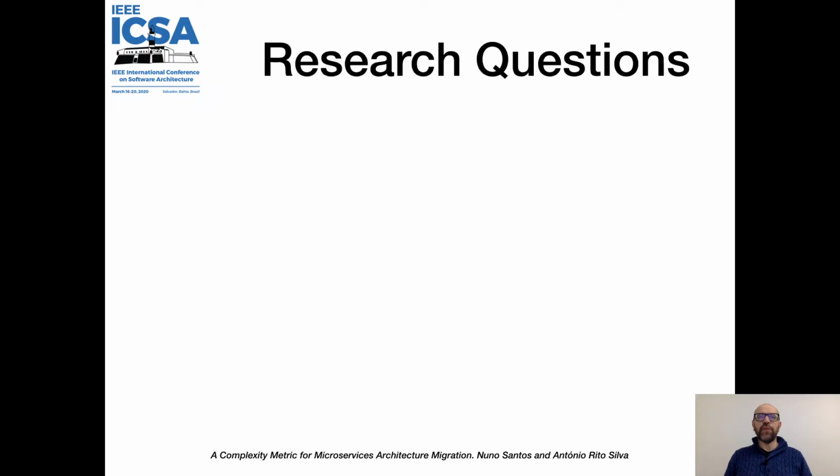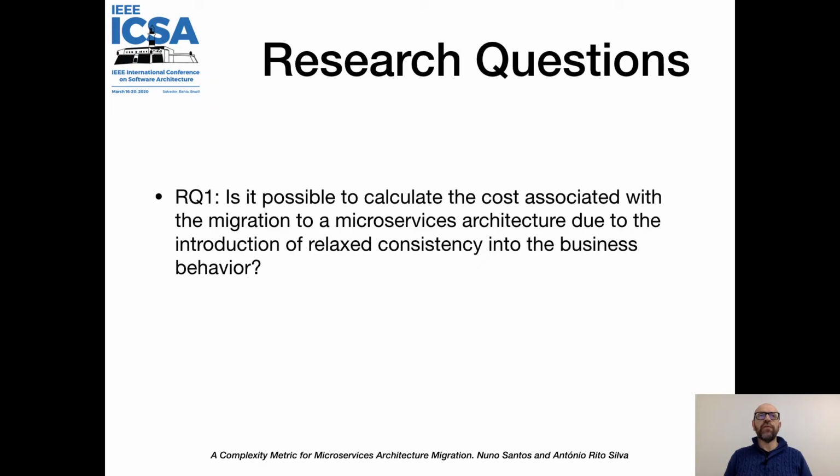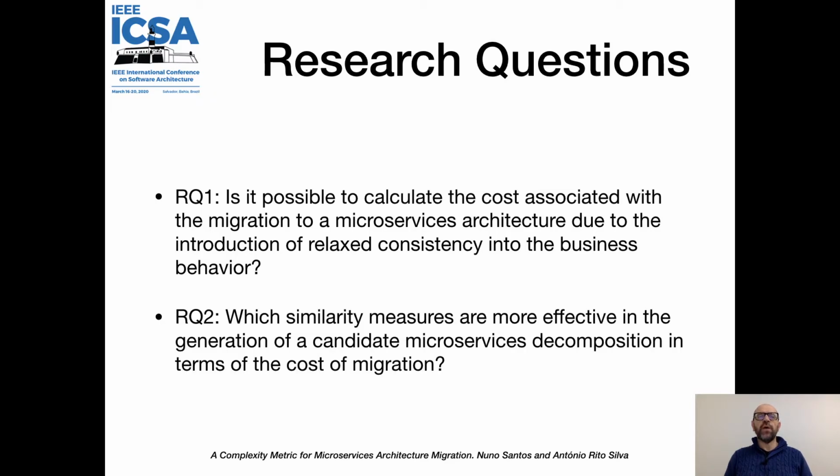So then you need to mix your logic and deal with these different types of consistency that the data can be. Okay. So the research questions we are addressing are: is it possible to calculate the cost associated with the migration to a microservice architecture due to the introduction of a relaxed consistency into the business behavior? And the second one is, which similarity measures are more effective in the generation of candidate microservice decompositions in terms of the cost of migration?